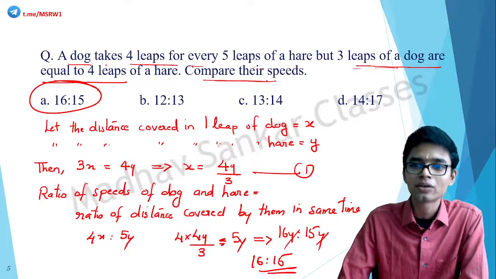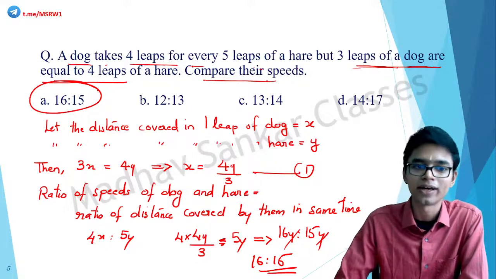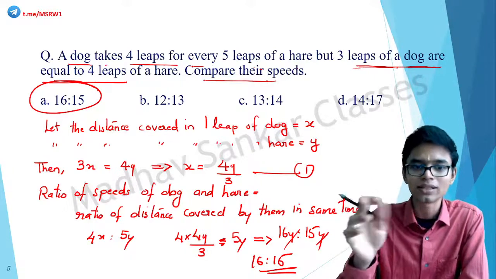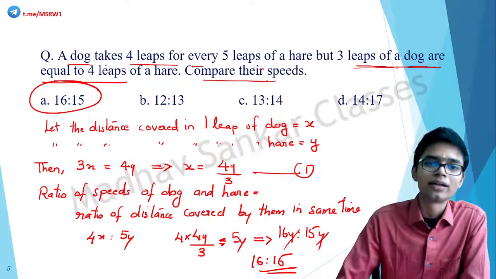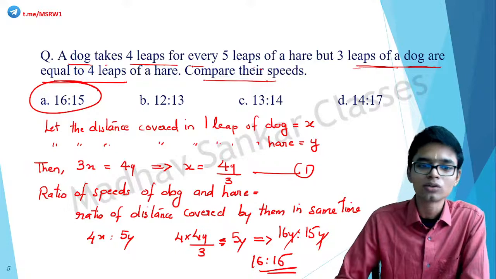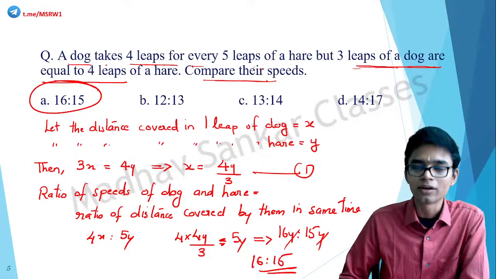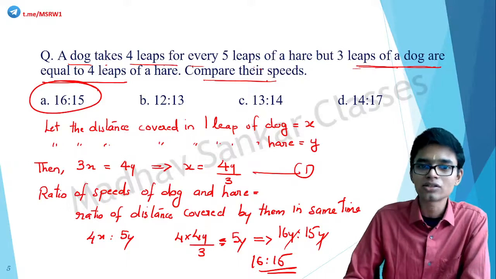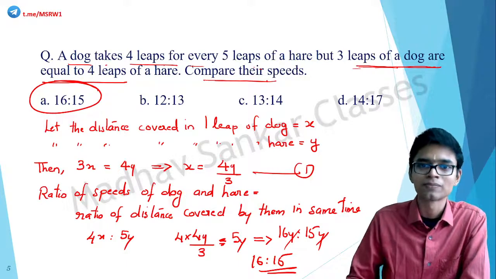Here in the question, it's given that 3 leaps of a dog are equal to 4 leaps of a hare. So that is the ratio of their distances. Then a dog takes 4 leaps for every 5 leaps of the hare. That is the ratio of the speeds. So the ratio of the speeds of the dog and hare is equal to the ratio of distance covered by them. So these two ratios should match.